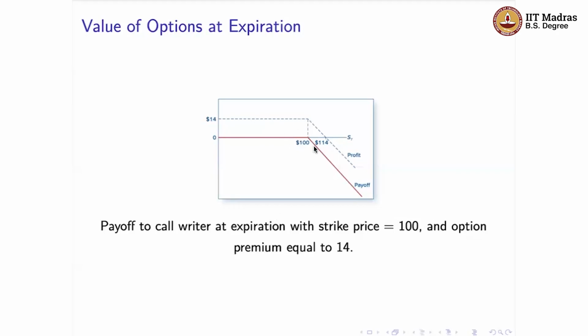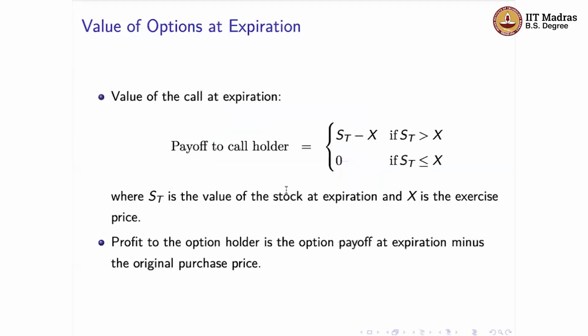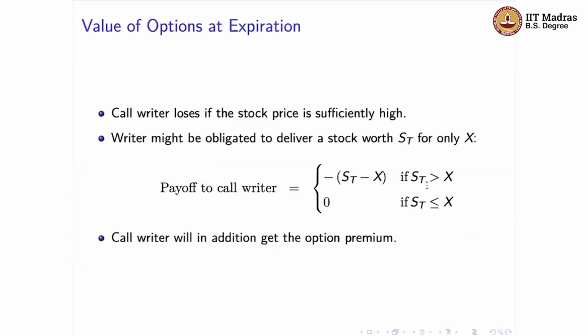The other thing to note from here is that if you compare the payoff to the call writer and the payoff to the call holder, you can see that one is exactly the negative of the other, right? Remember, if ST was more than X, this is ST minus X. And here, if ST is greater than X, it's the negative of that, right?